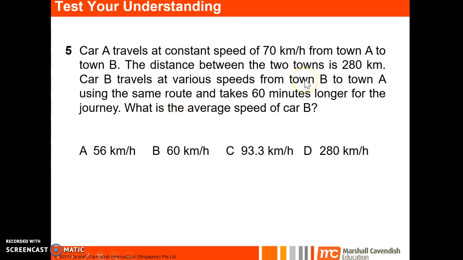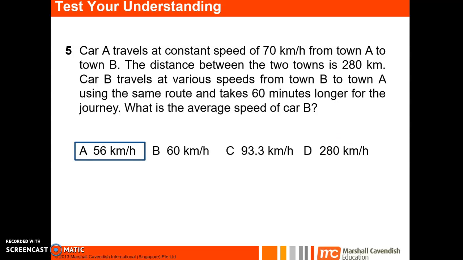In order to do this question, you need to find out the time taken for car B. You are clear that average speed equals total distance divided by total time taken. The total distance is 280 kilometers in this case. You need to find out the time taken for car B, and you know that car B takes 60 minutes, which is 1 hour longer. If you can work out the answer, it should give you A. But if you are unable to, let me just explain the few steps.